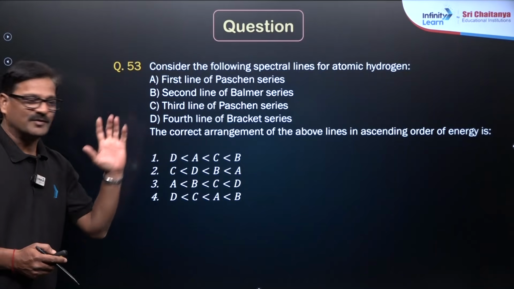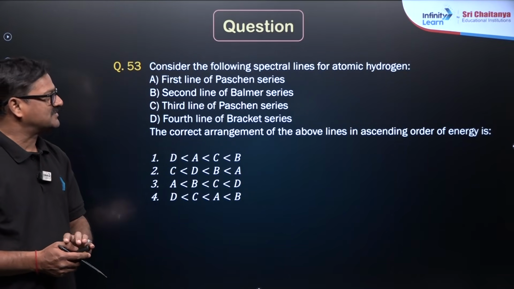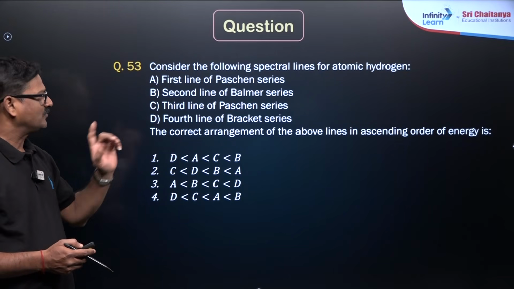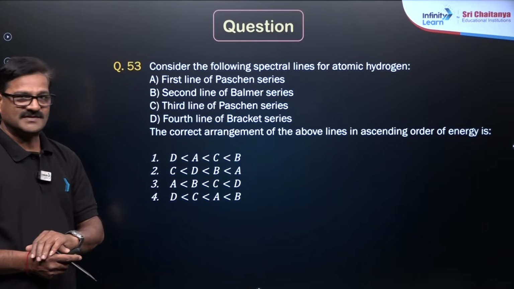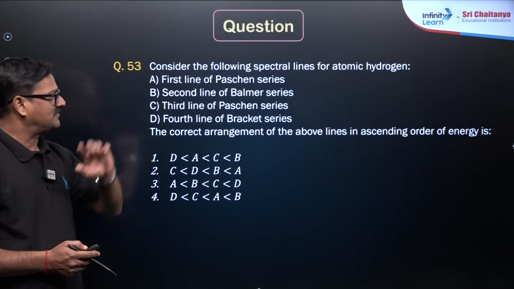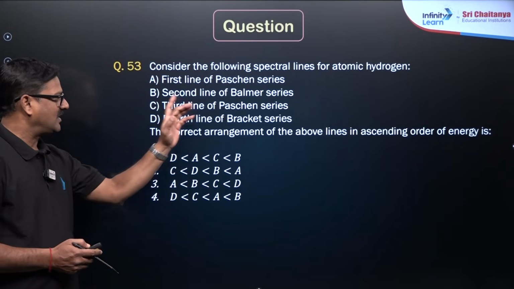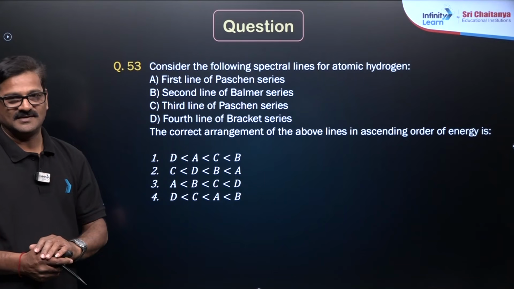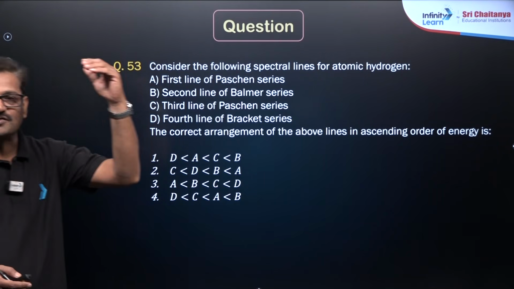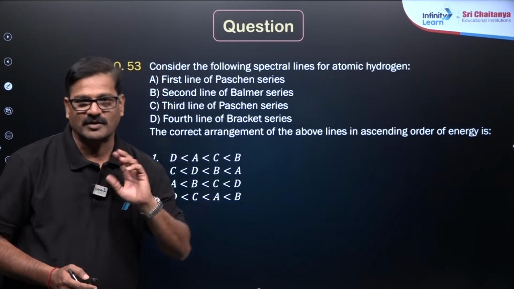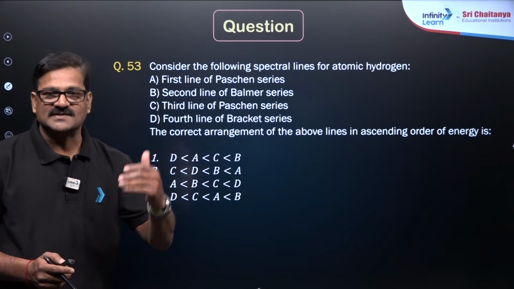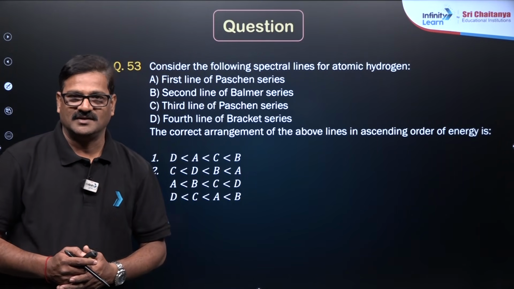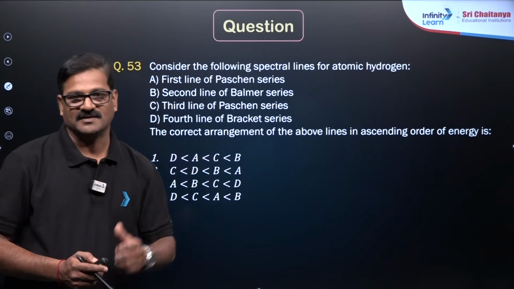Moving ahead, one more question is here. Consider the following spectral series of the hydrogen atom: first line of Paschen series, second line of Balmer series, third line of Paschen series, and fourth line of Brackett series. When the electron jumps from a higher energy level to a lower energy level, it loses energy in the form of radiation, and that radiation has different wavelengths.